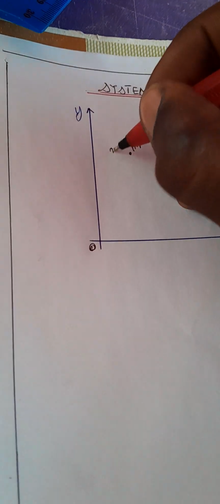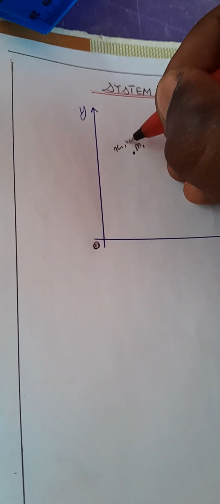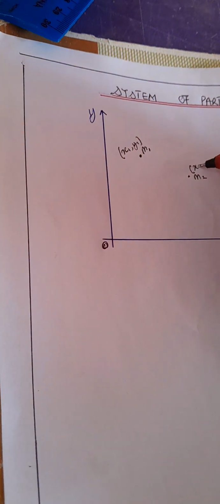Now M1 is on Cartesian coordinates, and what I mean is we have the y-axis here, and then we have the x-axis here. It means M1 is at a position. Let's call that position x1, y1. Let's call the position of M2 x2, y2.